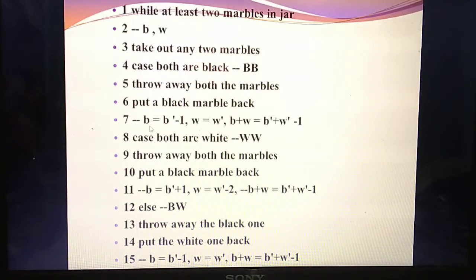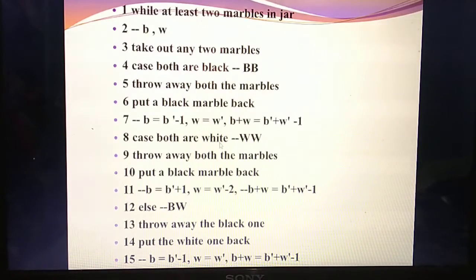Next you are going to add both of these, B plus W. What answer will you get? B dash plus W dash minus 1. Understand? You are going to add these two, B plus W. What answer will you get? B dash plus W dash minus 1. Understand this line? Yes. This is the condition for when both are black.